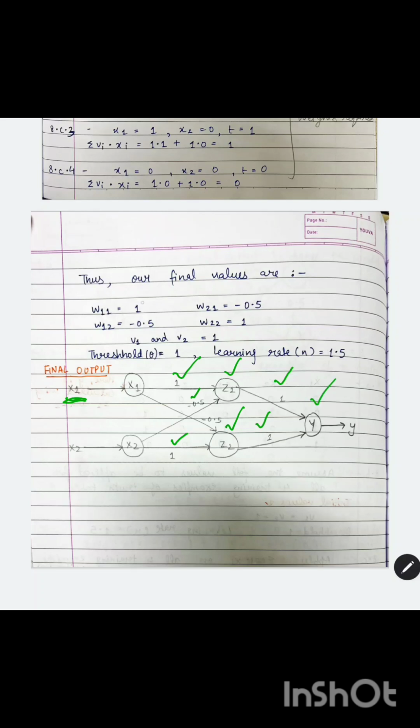And so the new and final values of our weights are W11 is 1, W21 is minus 0.5, W12 is minus 0.5 and W22 is 1. V1 is 1 and V2 is 1. Threshold is 1. Learning rate is 1.5. So this is what we have taken. If you want, you can take different values of learning rate also, then your output would be different.